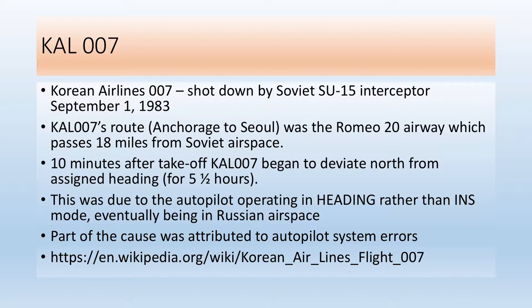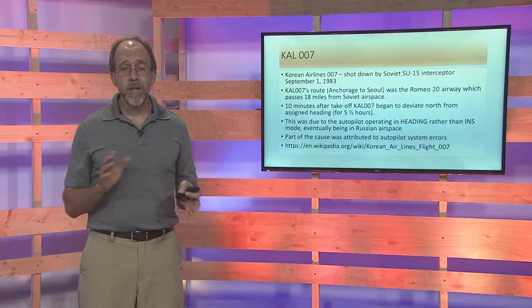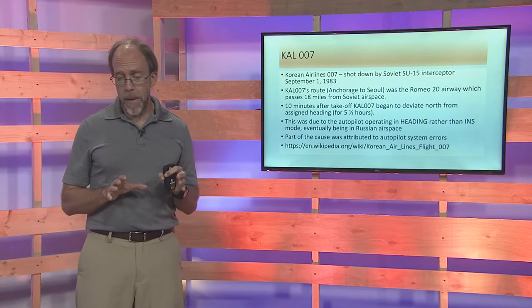Now, autopilot systems have been used for many years, and they've been used safely. And I don't want to give anybody the impression that one thing failed and caused this disaster. Many things went wrong, and any one of those not failing would have prevented the disaster. However, part of this problem was that this was a flight from Anchorage to Seoul, which was going to pass within 18 miles of Russian airspace. Again, during the height of the Cold War, a little bit of an itchy trigger finger going on there.